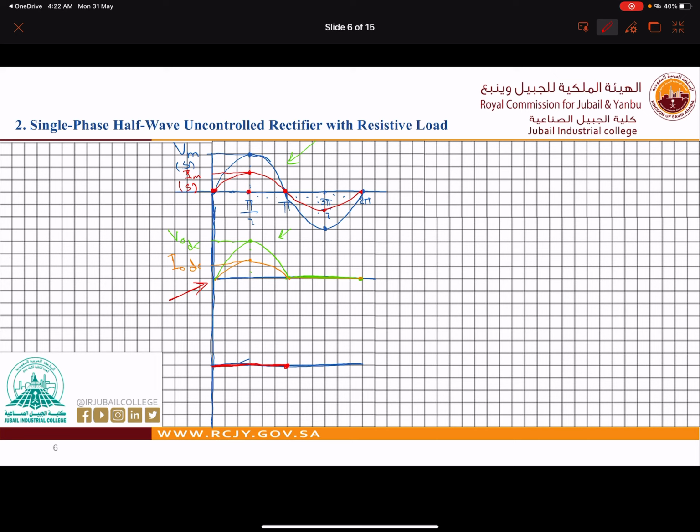So this is our remaining supply here. So this is 1, 2, 3. We can return to 0, and here return to 0. So this is our V diode. This is how to draw the three waves. If I ask in an exam, you should do it like this. Please make sure that you understand how to draw, and that's it for the resistive load.